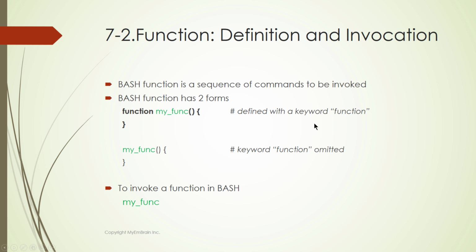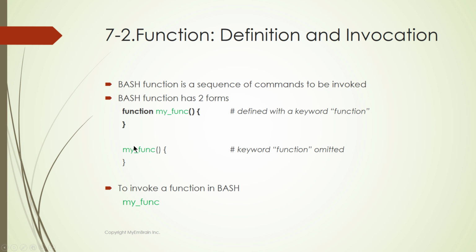Welcome to lecture 7.2, function definition and invocation. A Bash function is a sequence of commands to be executed. Bash functions have two different forms. The first is the keyword function and then a function name followed by open and close parentheses, and then the open brace and close brace. Anything inside the open and close braces is considered the function body.